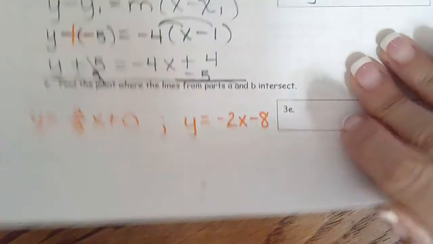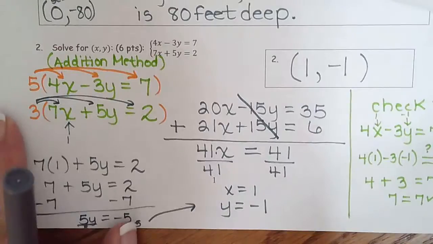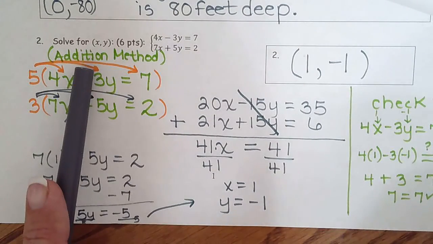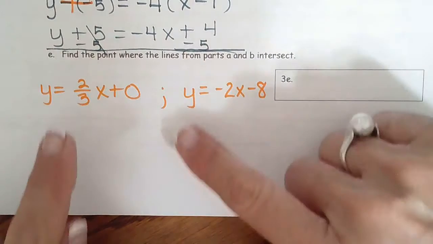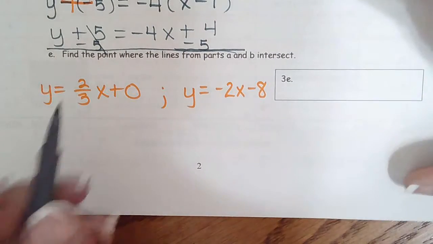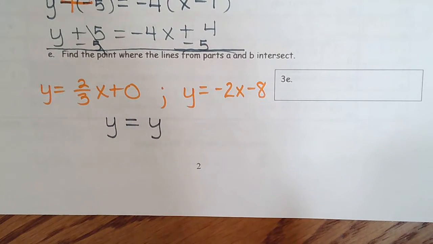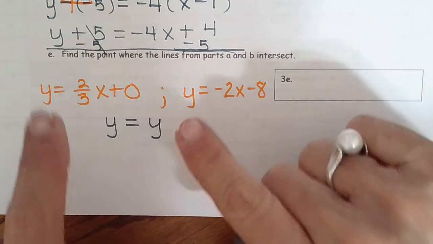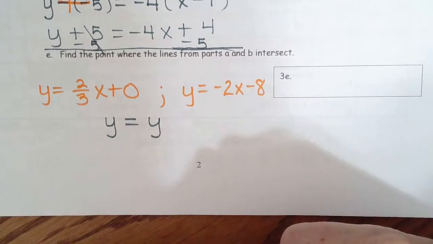So on the other side, we had two equations that were in standard form, ax plus by equals c, and we used addition method. But on this page, we have two equations that are solved for y. So remember this from the packet? Y equals y, because finding the point of intersection is just solving by using the substitution method or the addition method. When they're in standard form, ax plus by equals c, addition method is easier. When they're solved for y, one or both, or solve for x, we use substitution.